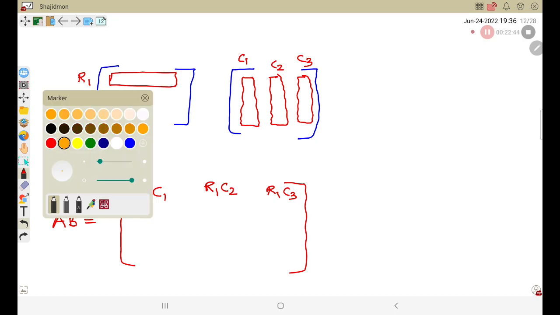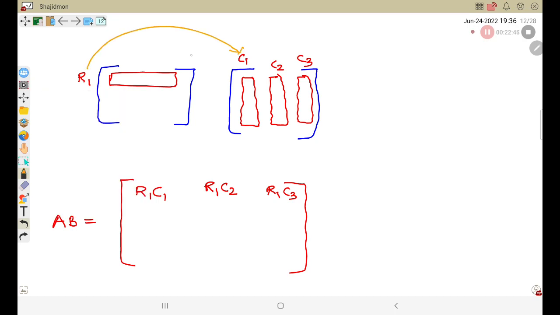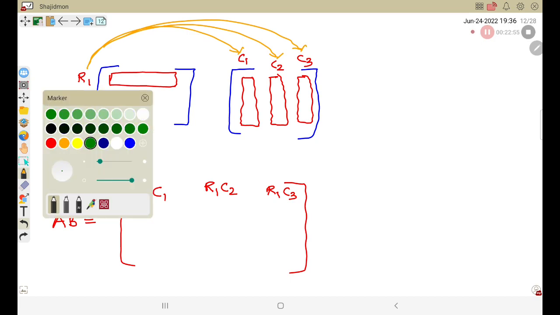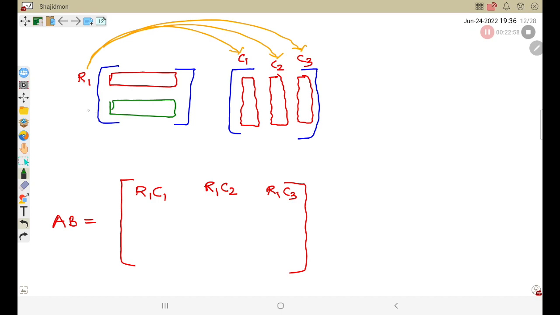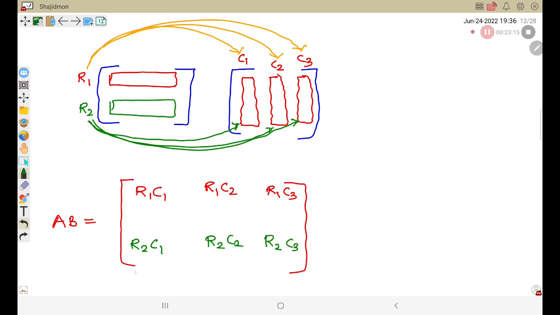You can think about the example just before. So first R1 with column number 1, R1 with column number 2, R1 with column number 3. So you will get the first row like this. After that, what you do, change the row. Go to the second row here, row number 2. So what we will do is this row number 2 with the first column again. R2 with column number 1, then R2 with column number 2, R2 C2, then R2 with column number 3, R2 C3. So this is the AB matrix. We get the AB matrix like this easily. So you can study like this for multiplication of two matrices.